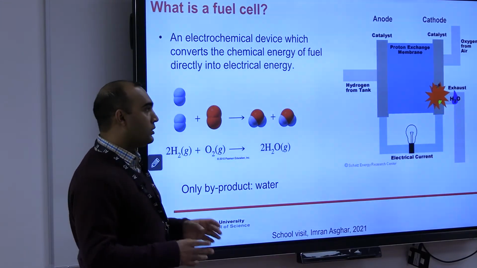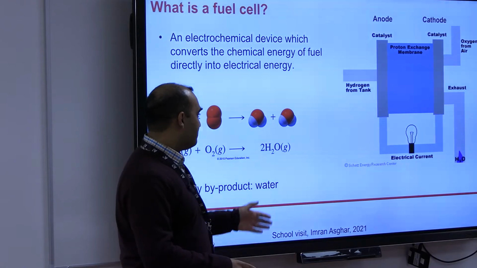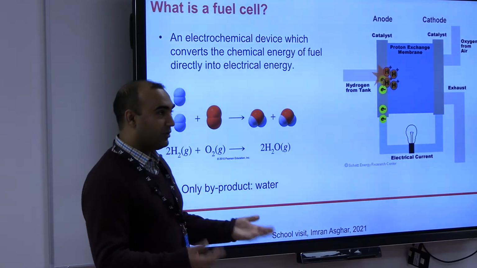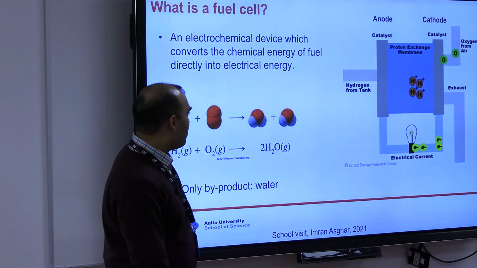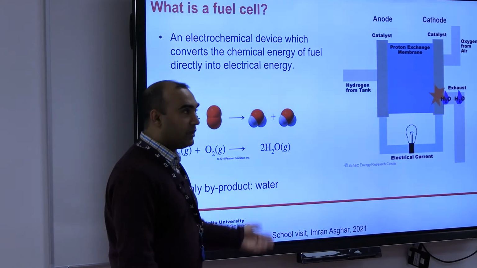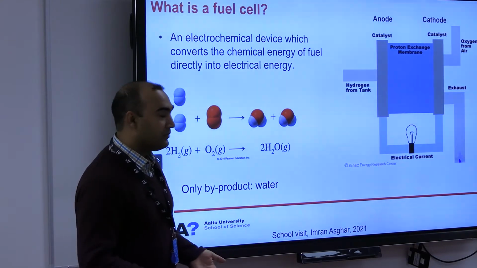So the only byproduct of a fuel cell is water, which is clean. Water is not an undesirable thing, and we get electricity. So a fuel cell is a clean energy technology.